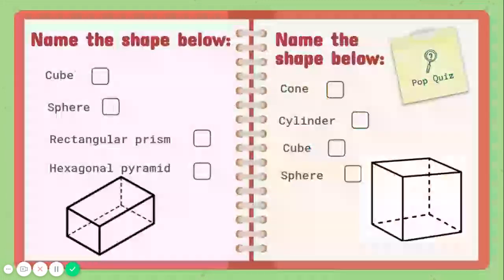Name the shape below. This figure is a rectangular prism. Name the shape below. This figure is a cube. You can tell that it's a cube because it has 6 squares.